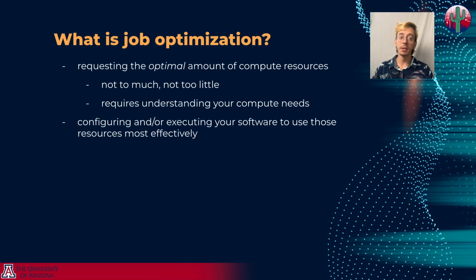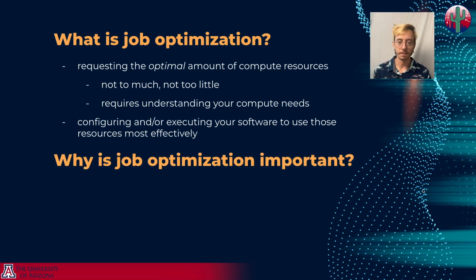Another aspect of job optimization is configuring and/or executing your software to use those resources most effectively. A lot of software can detect and utilize the many CPUs that are available on the HPC. However, not all of it can do it automatically, and that means it'll need input from you in order to execute that program in a way that utilizes the resources that you have provided to it.